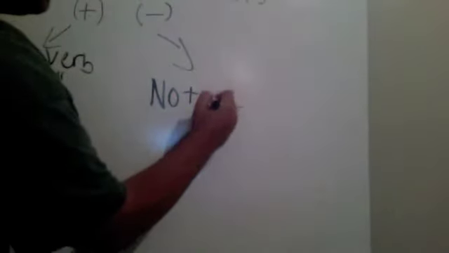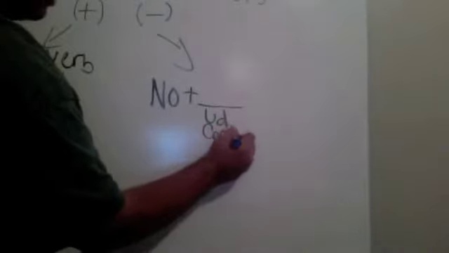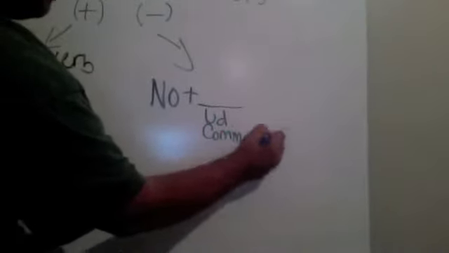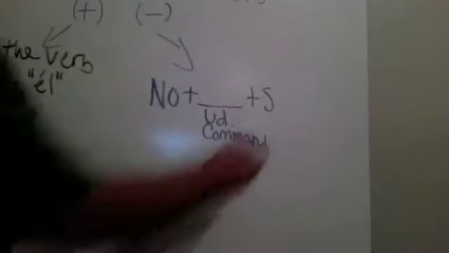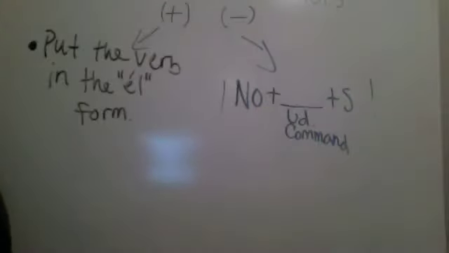Now for negative commands, it's a little harder. Your formula for negative tu commands is no plus your usted command. As I mentioned earlier, it's important that you feel very comfortable with these. And then attached to your usted command is going to be an S. And of course, if you want, some exclamation points. Be sure you have this written down, as I won't have this up anymore. Okay, let's do some practice.